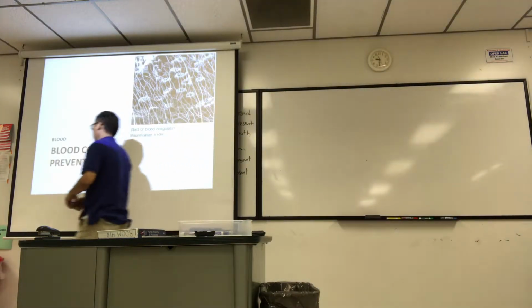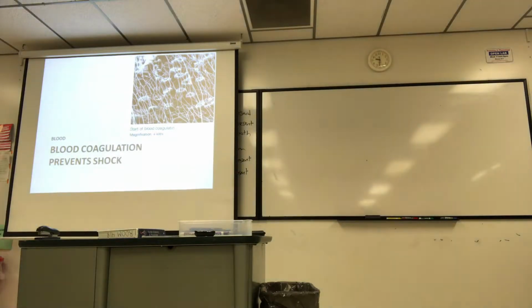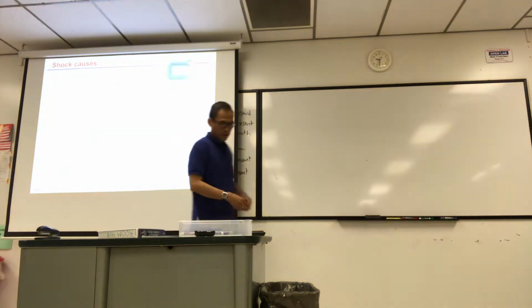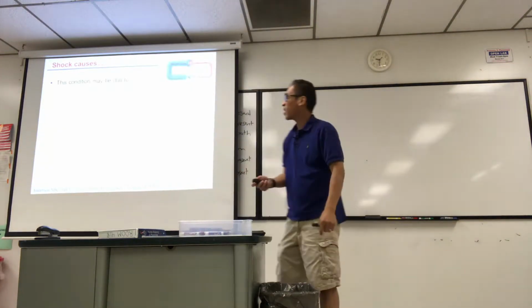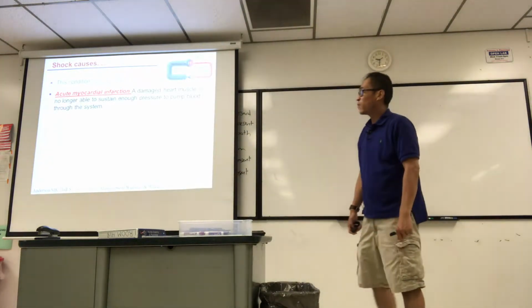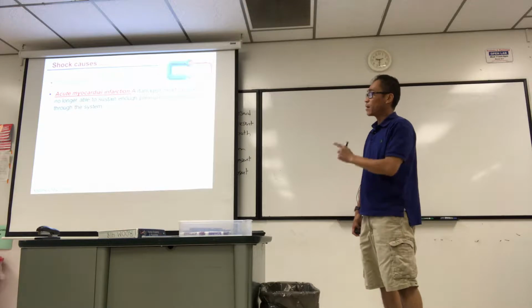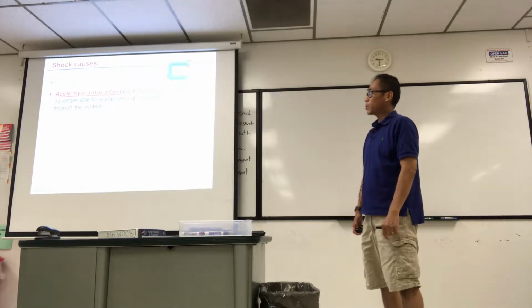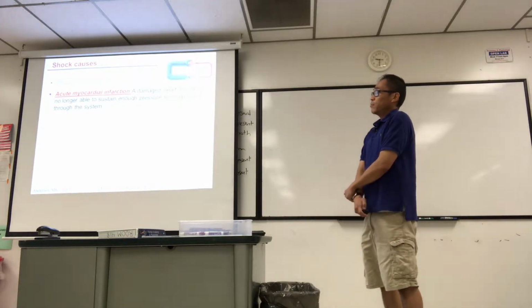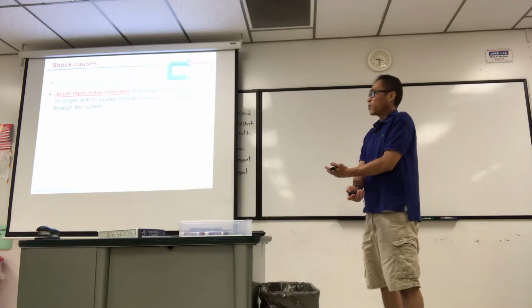Coagulation. Prevent shock. Shock is a lack of blood flow. What could cause shock? There's a few things I have listed on this slide. Since we've had cardio, I think you understand that a heart attack, if you have a damaged heart muscle, blood will stop flowing in the systemic arteries. That could cause shock.